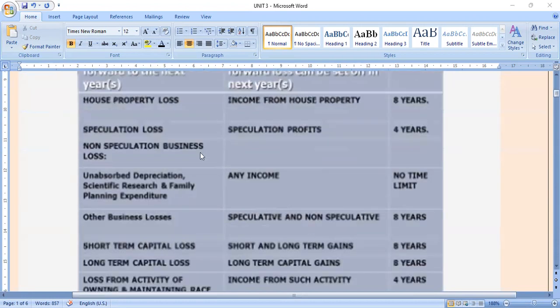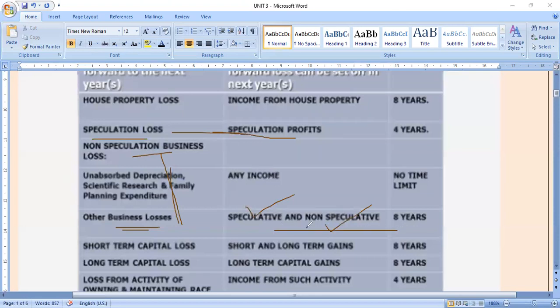Okay, now come to this one, non-speculation business. Normal business losses you can write off against speculative business also, and against other businesses also you can show the normal business losses. But speculation loss you can write off only against speculation profits. Please remember it. Normal business loss, ordinary business loss, you can write off against speculation business profits also. But speculation loss only against speculation profits.